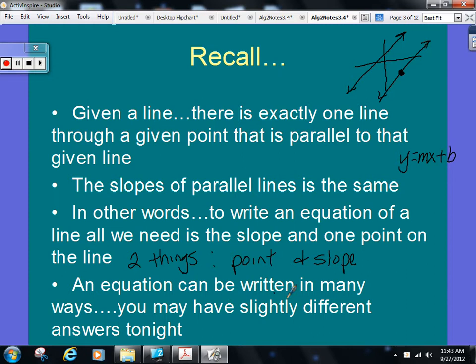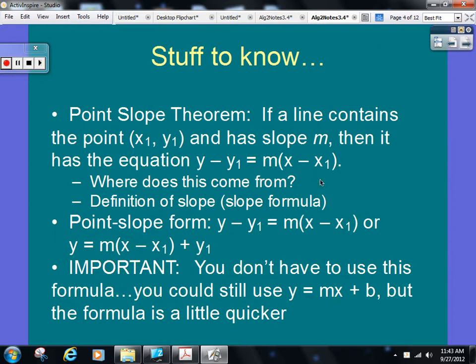Because of the new formula we're going to be using, there are a lot of ways to express these lines. You might have different answers in the back of the book or from your neighbor, so you don't need to feel uncomfortable about that. Okay, stuff you need to know. This is the point-slope theorem, and I'll be 100% honest, when I was a student in Algebra 2, I rebelled. I didn't want to know this formula because I was a superstar at y equals mx plus b. I was very good at using it. I could do everything I wanted with it, and that is true. You can do almost everything you would like with y equals mx plus b.